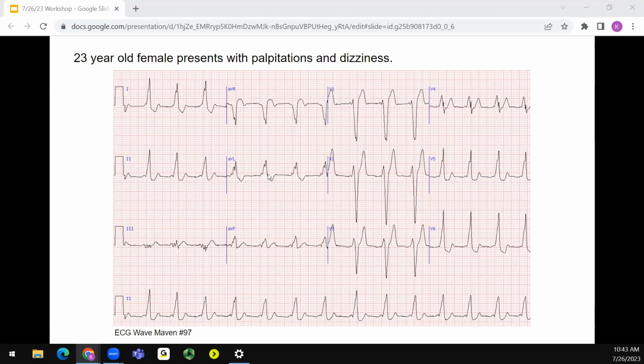I was trying to trick you guys to think this is left bundle, but I just couldn't trick you guys. But this is type B WPW. Typically it's upright in these leads here, but it's down. But this is type B WPW, and that's the end of my lecture. You guys have any questions?